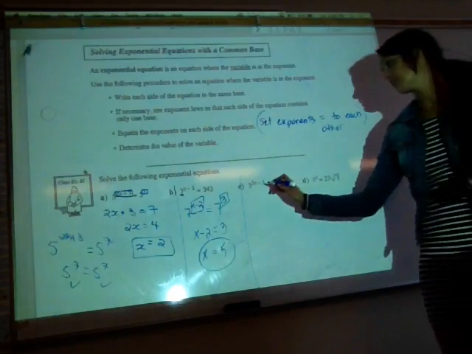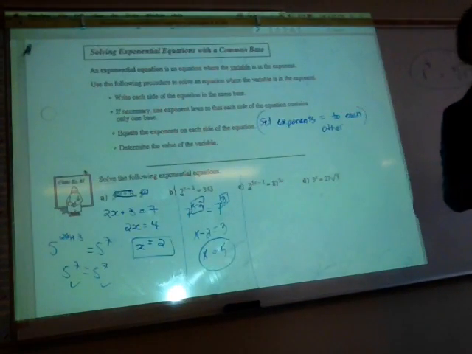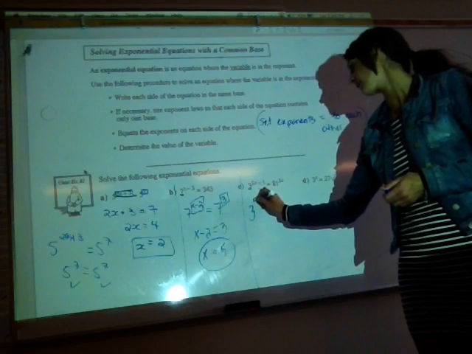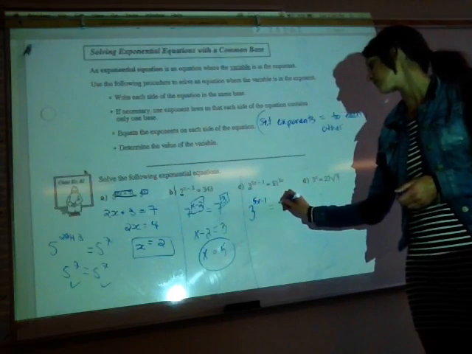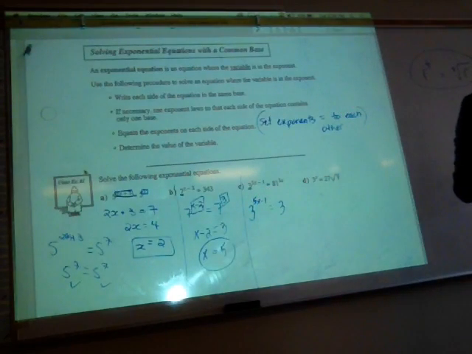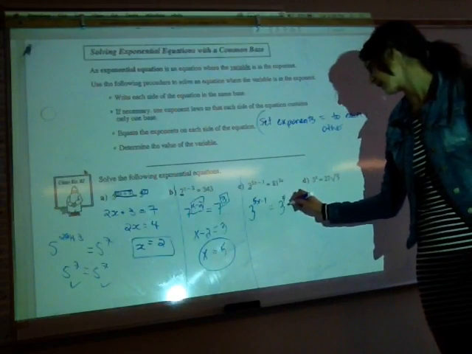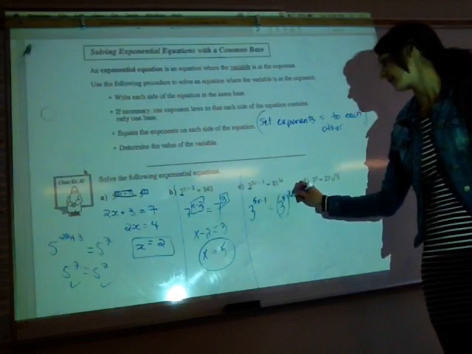Alright, next one. Again, they're giving us the base. It's base 3. So 3 to the power of 5x minus 1 is equal to 3 to the power of what? Give me 81. 4. Good. You guys are getting the hang of it. Power of 3x.